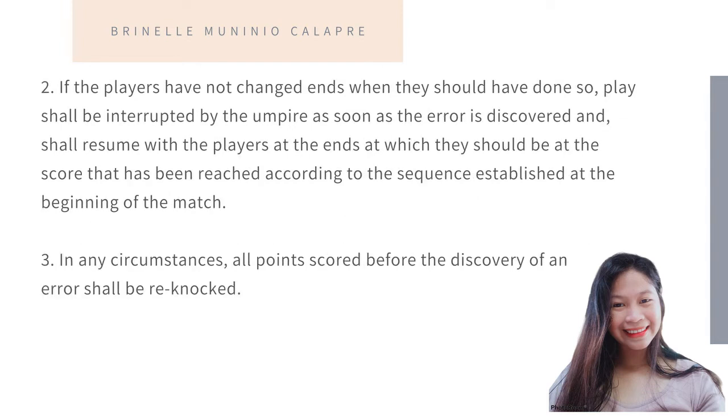Second, if the players have not changed ends when they should have done so, play should be interrupted by the umpire as soon as the error is discovered, and shall resume with the players at the ends at which they should be at the score that has been reached according to the sequence established at the beginning of the match.